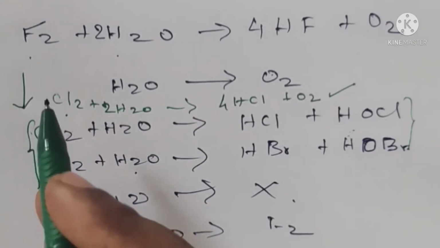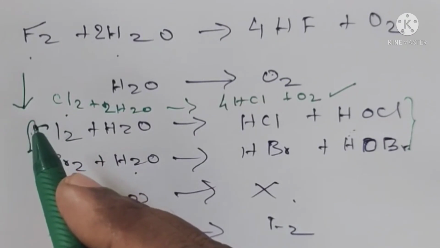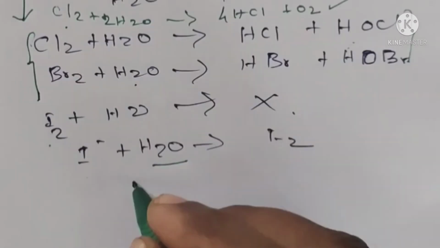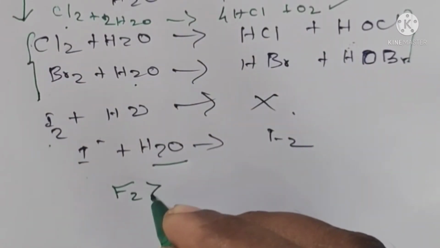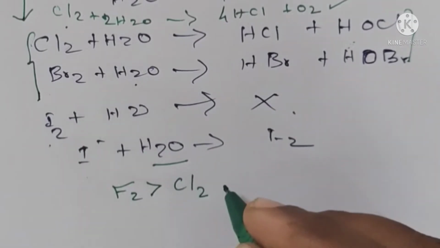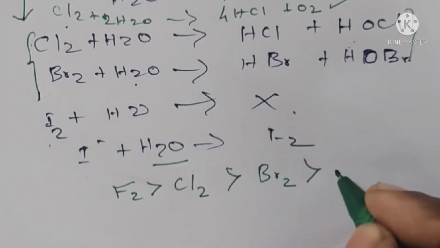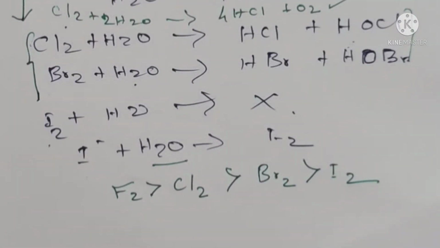Thus, the oxidizing power of halogens decreases when we move from top to bottom. That means fluorine has more oxidizing power than chlorine, chlorine has more oxidizing power than bromine, bromine has more oxidizing power than iodine. That is all about the oxidizing nature of halogens.